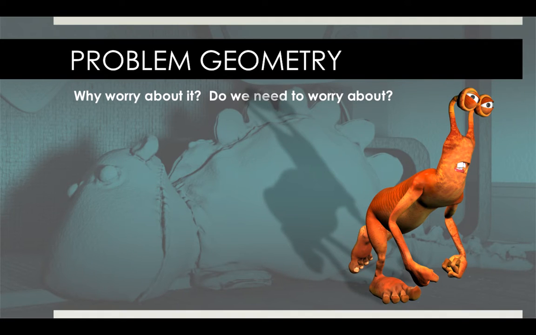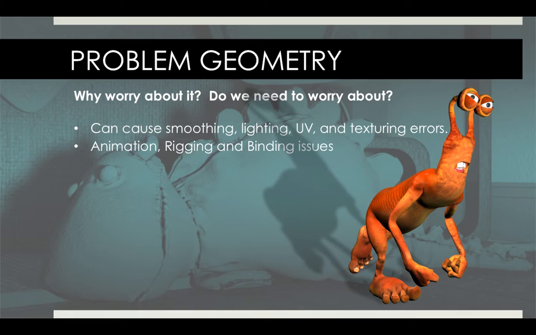Why do we worry about it? There are a few reasons why. For one, we want to make sure that our problem geometry doesn't create smoothing, lighting, or UV or texturing errors. A lot of these can show up at different parts of the pipeline. Same thing in the animation part, where you have animation rigging and binding issues. So problem geometry can get in there and muck up the works.